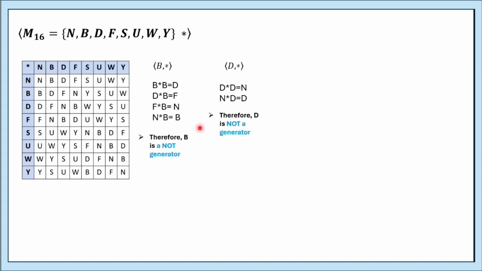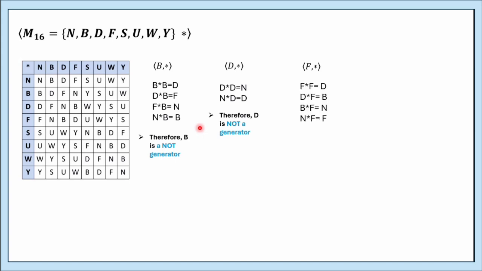So for B, we have B star B is equal to D, star B is equal to F, star B is equal to N, and N star B is equal to B. Since B failed to generate all the elements of the set, B is not a generator. For D, we have D star D is equal to N, and N star D is equal to D. Since D failed to generate all the elements of the set, D is not a generator.